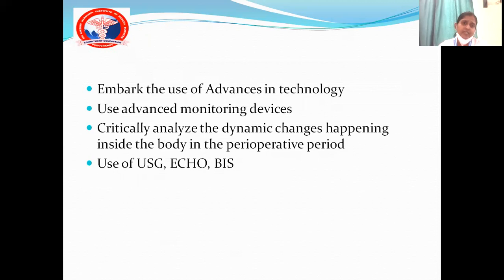With the advancement in technology, now anesthesiologist has to embark on the use of various advanced gadgets. They have to be well versed with the use of advanced monitoring devices. Previously, when we started, the anesthesiologist was the best monitor. We used to monitor pulse manually, check the BP manually with the use of sphygmomanometer. However, now with changed times, we have advanced monitors. We have multi-para monitors which help us monitor the vitals of the patient.